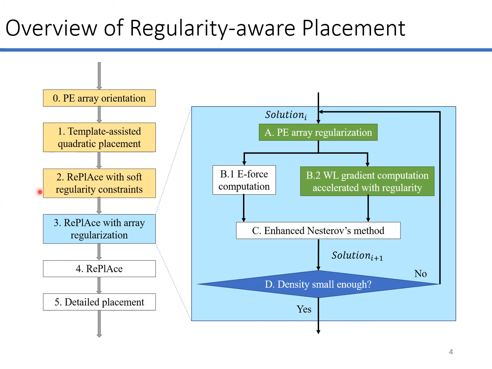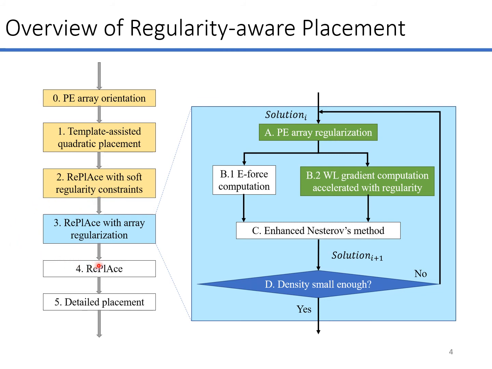And in step 2, we run RePlAce with soft regularity constraints. The regularity constraints here mean we need to align all the centers of PEs in each row and column. The soft regularity constraints mean that we transform the constraints into a penalty in the objective function.